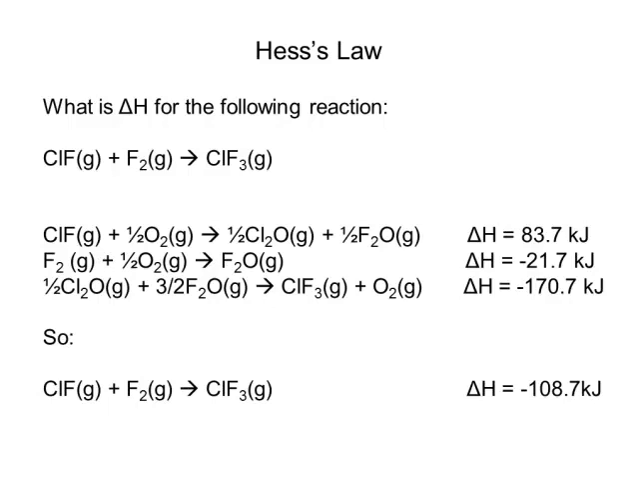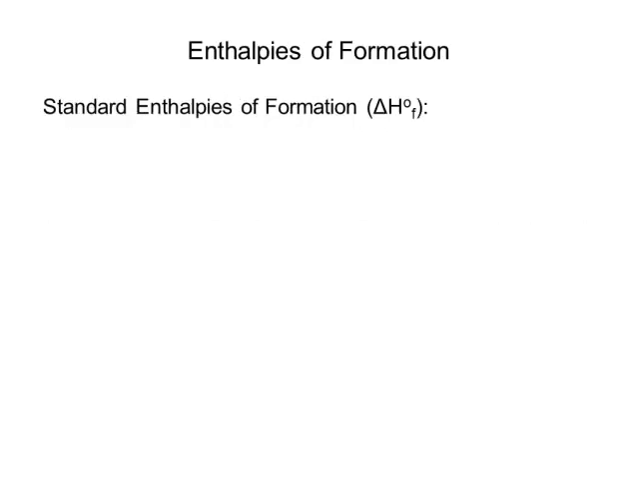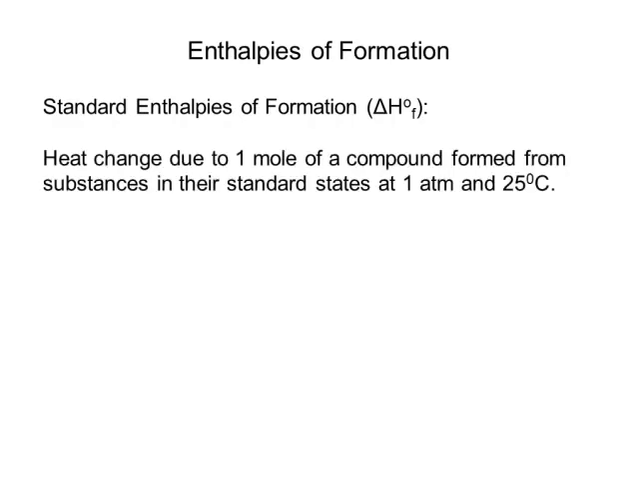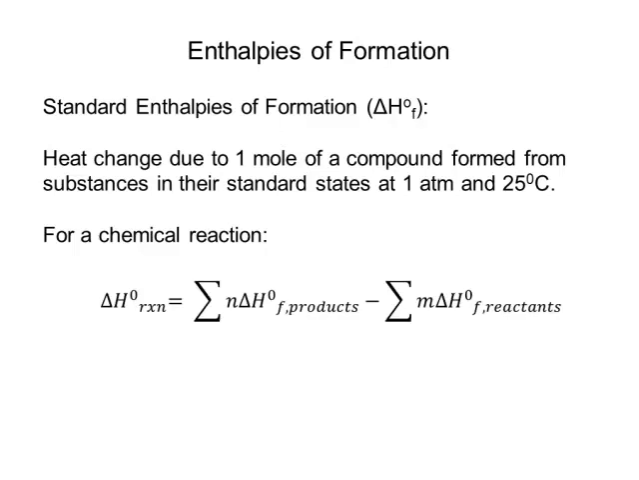Now, another method commonly used to determine delta H of reactions is using something called standard enthalpies of formation. A standard enthalpy of formation is the heat change due to 1 mole of a compound being formed from substances in their standard states at 1 atmosphere and 25 degrees Celsius. For a chemical reaction, we can use those standard enthalpies of formation to calculate an overall delta H reaction.